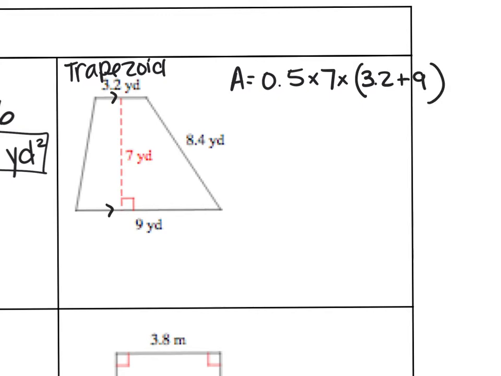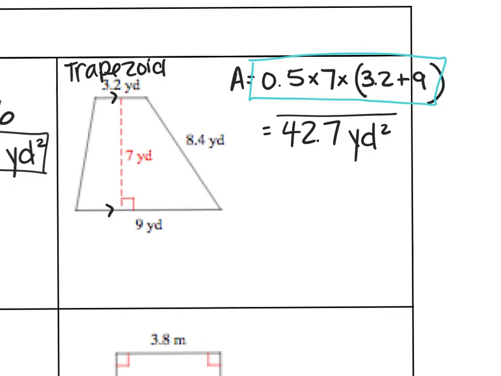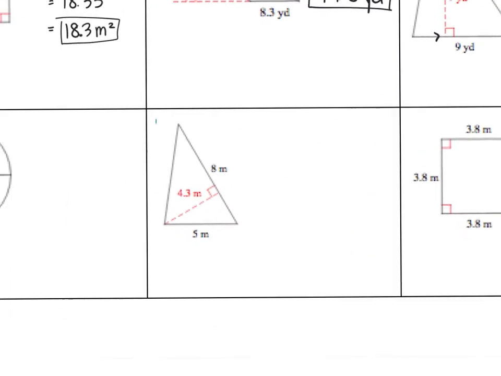All right, now you can type this whole part in your calculator. You don't have to simplify the parentheses first, okay? So I'll show you what that looks like here. All right, so that should come out to 42.7, and then again, yards squared. I think on the homework check and things, it gives you the unit, so you would just type in the number because there's not really a way for you guys to type the squared, okay? So just a heads up on that.